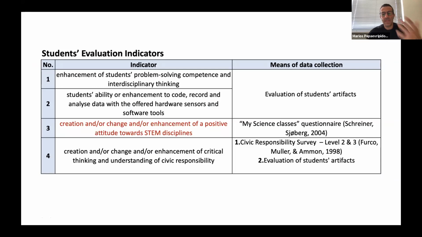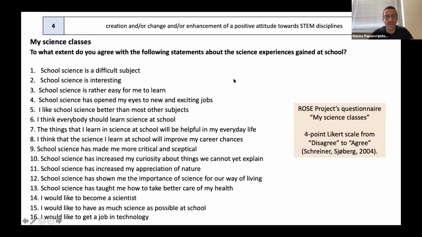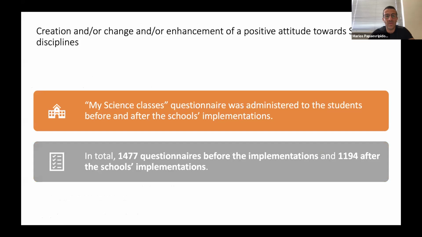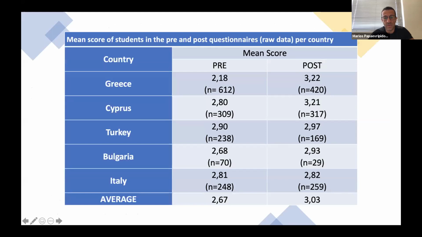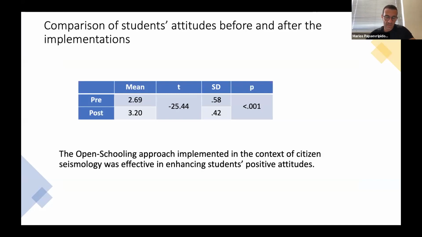In terms of whether students' participation in these earthquake activities had a positive impact on their attitudes towards STEM disciplines, we used a questionnaire, My Science Classes, as this is the questionnaire. It was a Likert scale, and we administered it to the students. So here are the raw scores, and you can see that in all countries there was an increase in their mean score, indicating that students move to more positive stances after their participation in the projects in terms of appreciation of STEM. And we did a significance test to see whether this difference was significant, and of course it was significant.